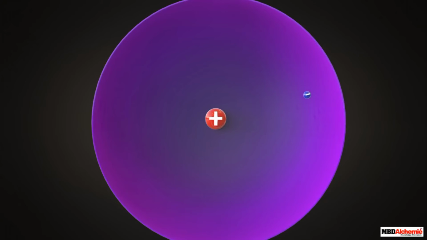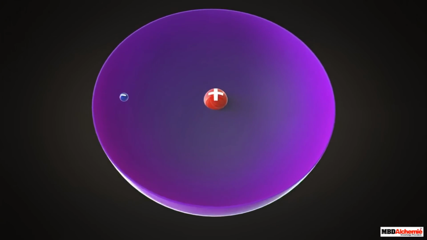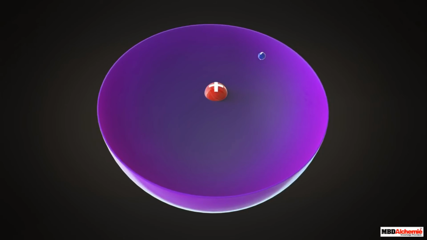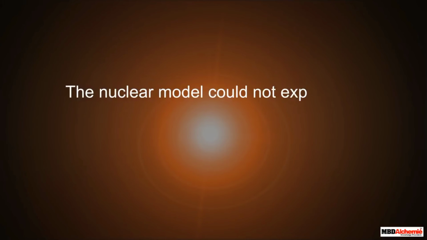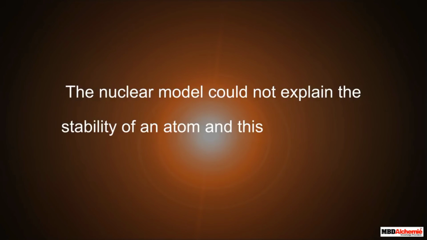However, later it was found that any charged body while moving in a circular motion undergoes acceleration. On undergoing acceleration, it should lose some energy. So, the energy of the electrons should keep decreasing. As a result, the path in which the electron is moving should keep becoming smaller. And thus, finally, it should fall into the nucleus, and hence the atom should collapse. So, the nuclear model could not explain the stability of an atom, and this was the major drawback of Rutherford model.